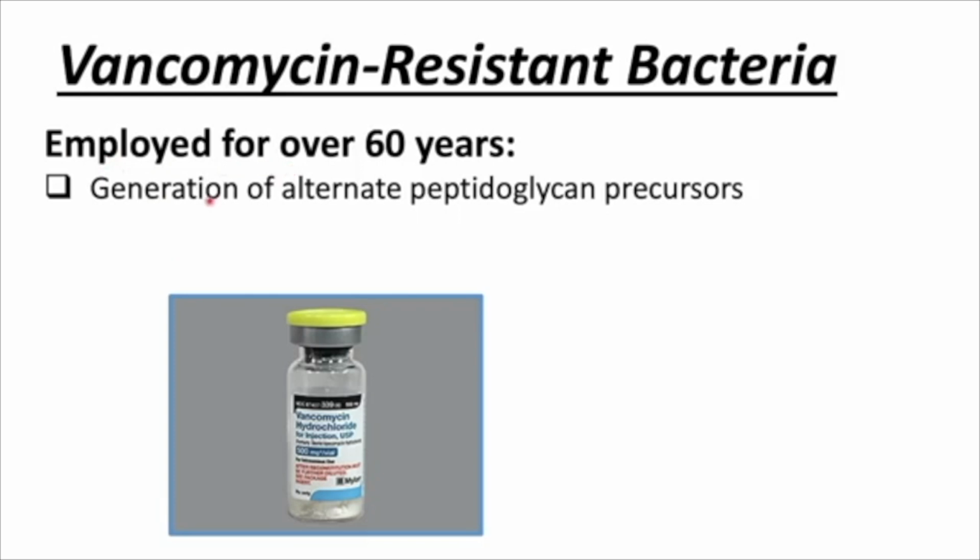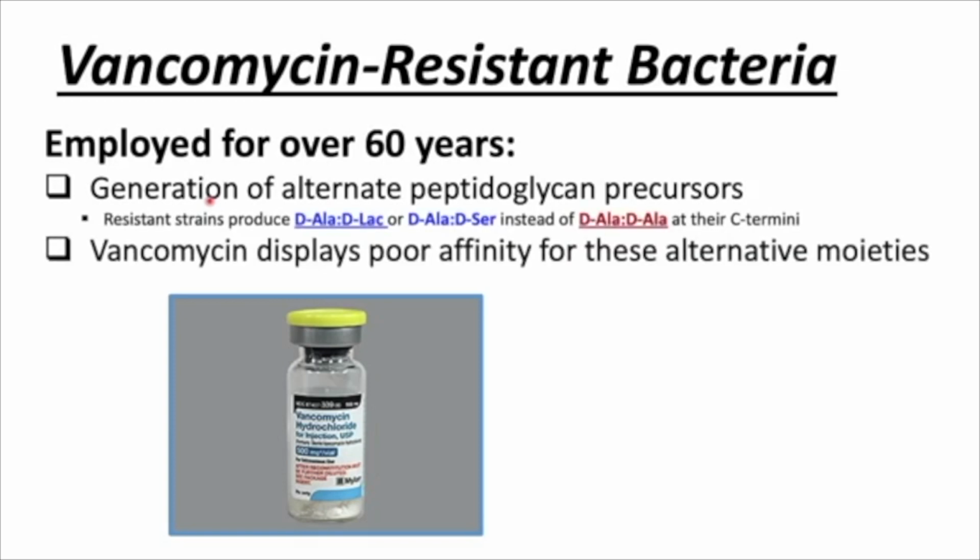Bacteria have learned to generate alternate peptidoglycan precursors. Resistant strains produce D-ala D-lac, or D-ala D-ser, instead of the wild type D-ala D-ala at their C termini. And it turns out the drug vancomycin has a poor affinity for these alternative moieties.